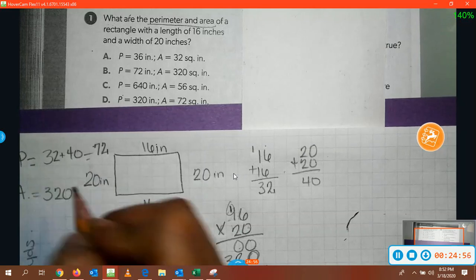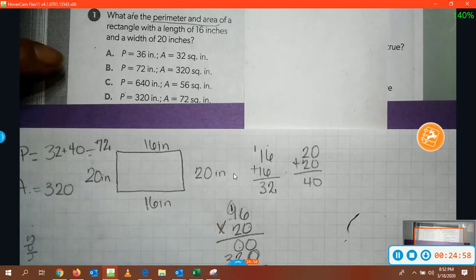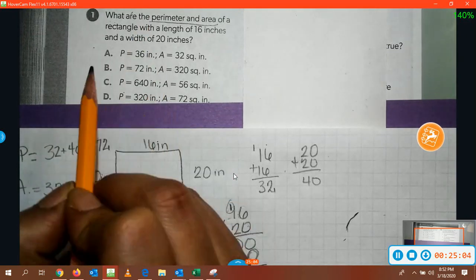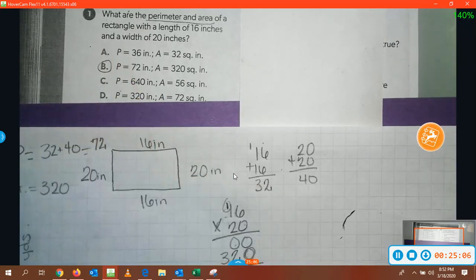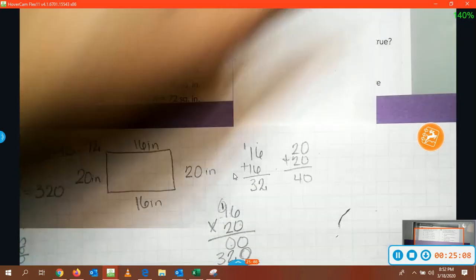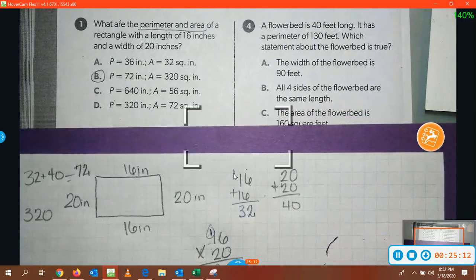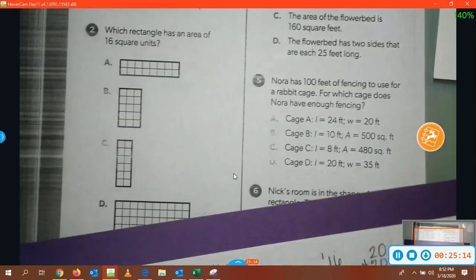320. So we're looking for an answer that has 72 and 320. And the answer is B. Okay? Alright, let's find another one. Let's do number 2.